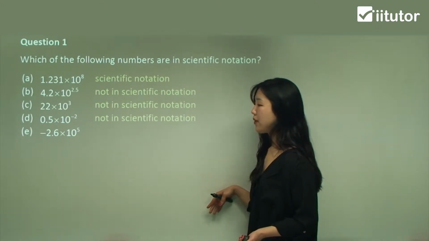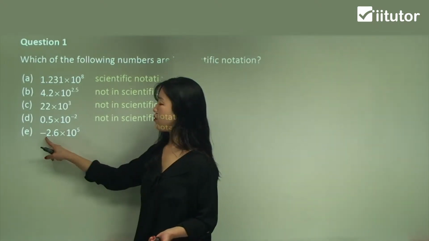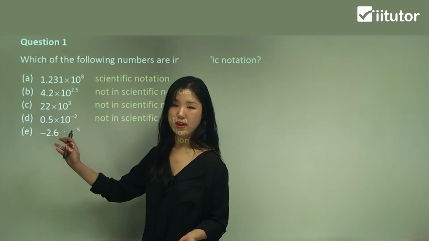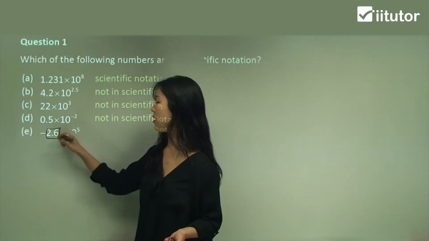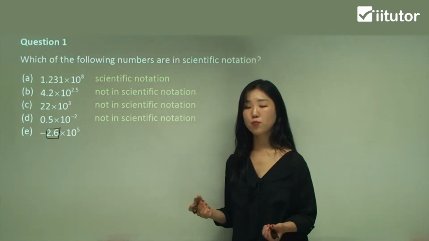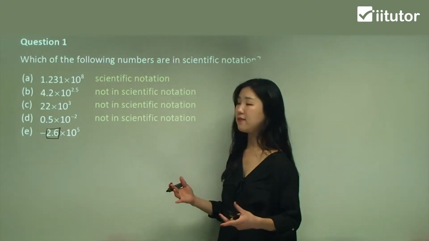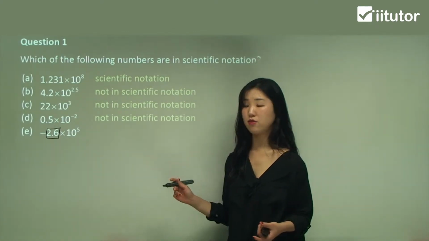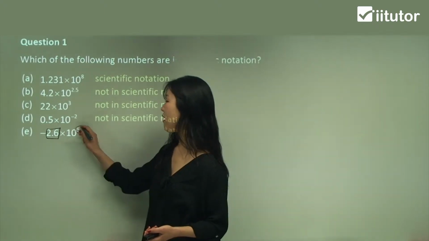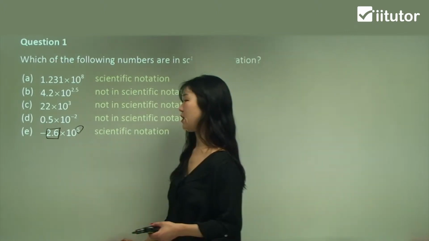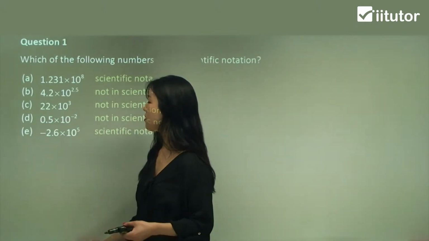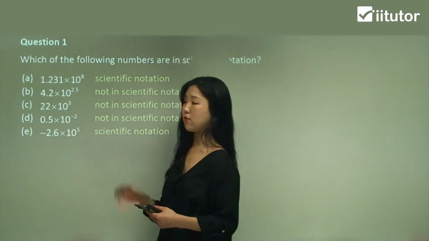Now, negative 2.6. See, negative 2.6. We don't really worry about the negative. We just disregard the negative. We only focus on the number itself. So 2.6 is in between 1 and 10, isn't it? So that one satisfies the first condition. And 5, it's an integer, isn't it? So therefore, this one is in scientific notation. So guys, when you determine this one, you don't have to worry about the negative in front, just the number itself.